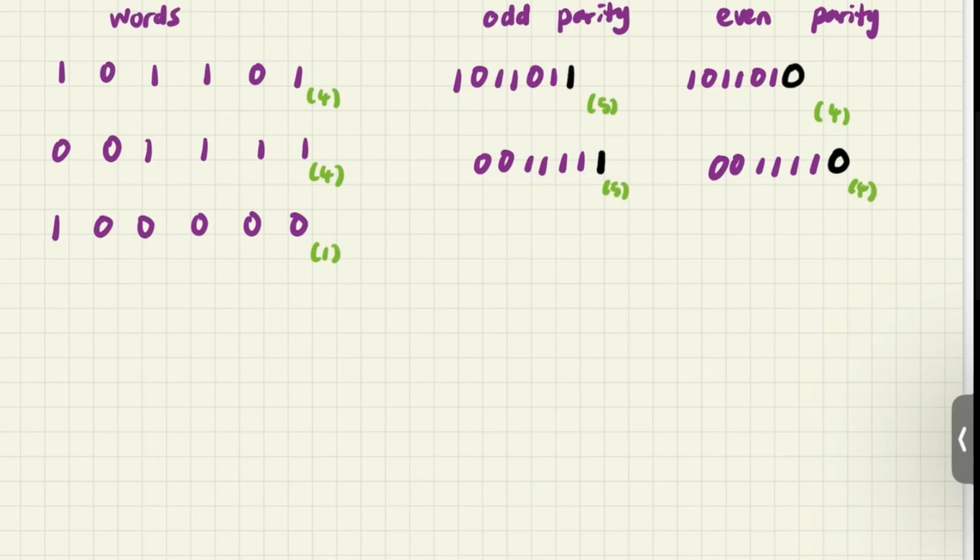How about the third one? This is 1. The weight is 1, so it is odd. To make it odd, you just add 0 to the last part, and add 1 to make it even. So it will become odd and even.